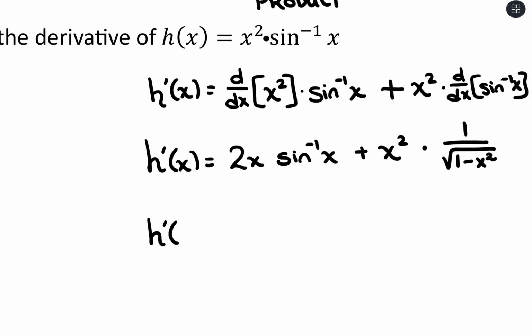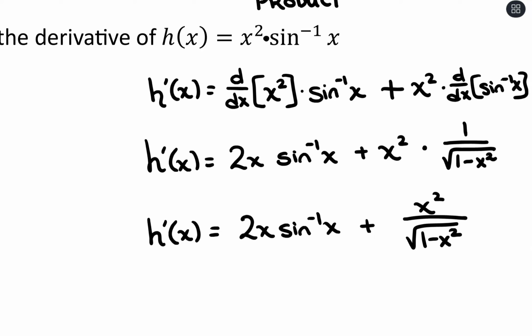And then, not much to simplify here. That'll still be 2x inverse sine x plus x squared over root 1 minus x squared. We could take steps to combine that into a single expression by making a common denominator, but that's really not going to do much for us, so let's leave it just like that.